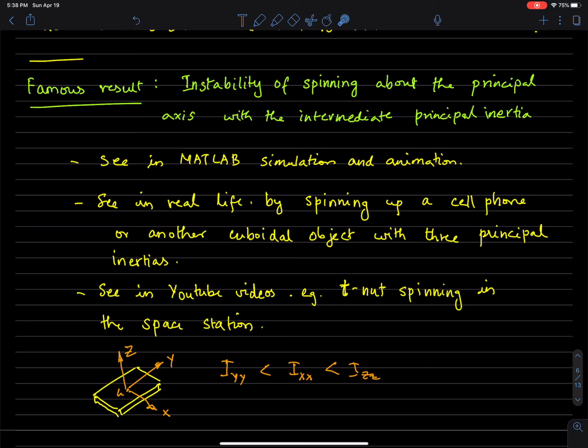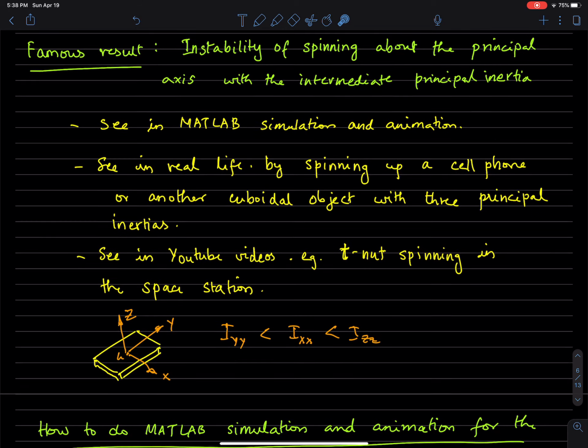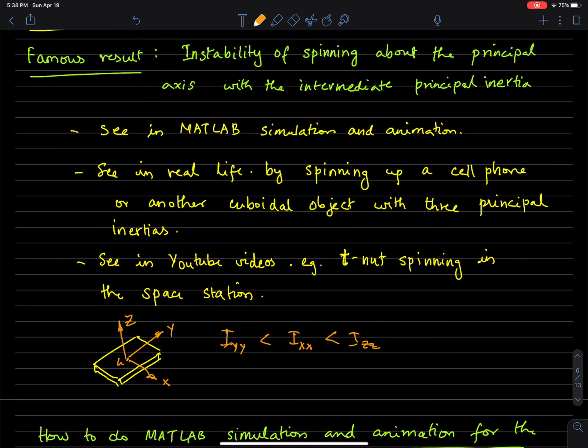So it turns out that spinning about, so this is literally imagining you throwing up your cell phone and then try to spin it up about this axis, or about this axis, or about this axis. I'll post a video of me doing it with my phone. You will find that it is stable for spin about Y or Z, but unstable for spin about X. Okay.